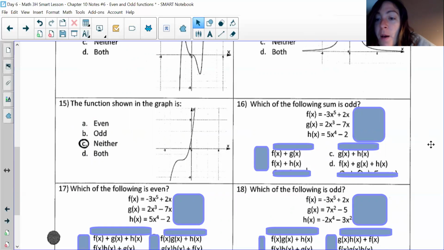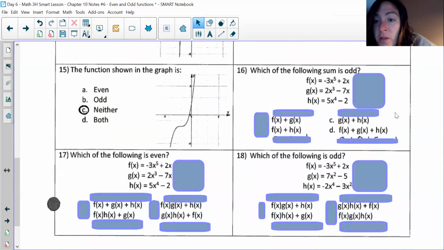Which of the following sum is odd? So again, taking a look at this, we have odd plus odd is odd, odd plus odd is odd, even plus even is even. So we have odd, odd, even for those functions. So f of x plus g of x is odd plus odd, which is odd.